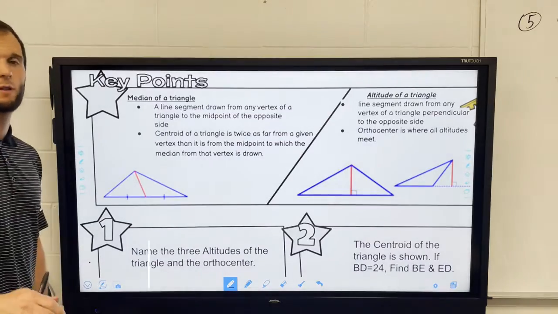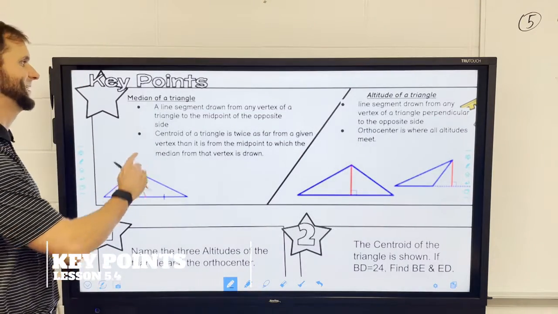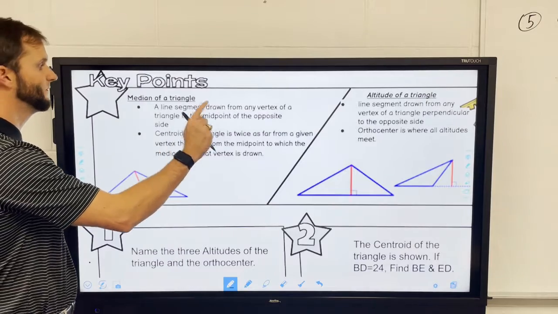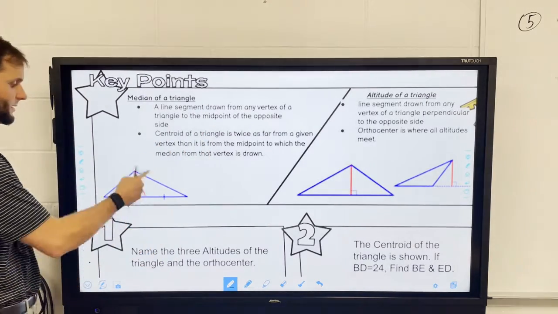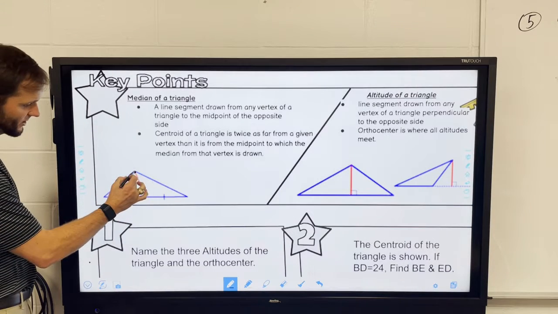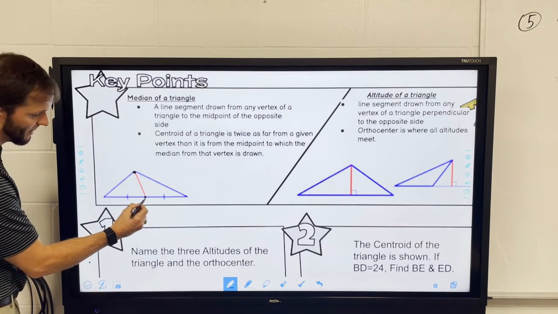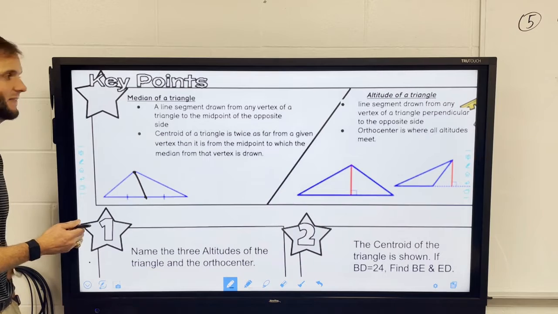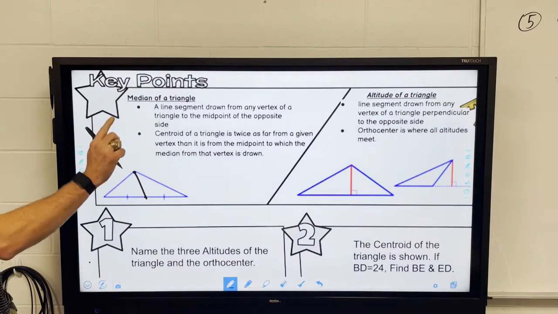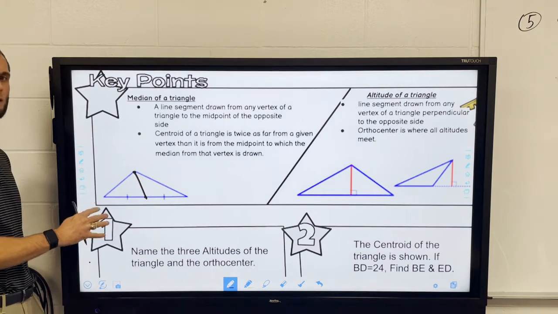All right, the first thing we're going to look at is the median of a triangle. The median of a triangle is a line segment drawn from any vertex of a triangle to the midpoint of the opposite side. For instance, on this triangle, I have a vertex right here, and down here on the opposite side is my midpoint. A line drawn between the vertex and the midpoint of the other side is called a median of that triangle. Basically, it splits this side into two equal parts. That is the median of the triangle.